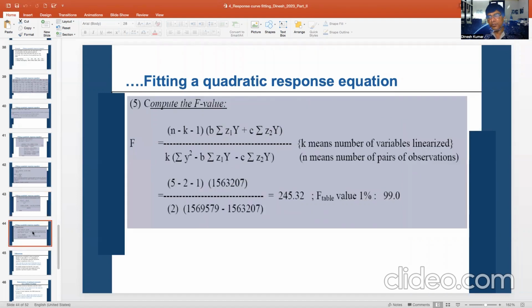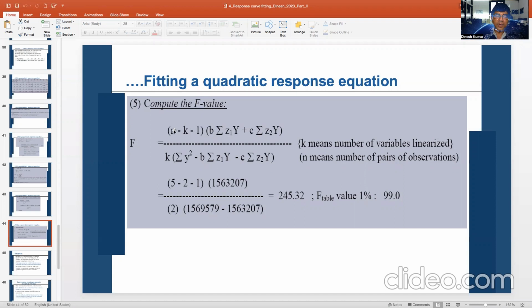But for the time being, now you test whether it is a quadratic equation or not, like you tested a linear equation. So here also you need to put the F test. In the case of linear response, the test was very simple. But here, the formula is quite complicated. You just see how complicated this formula is. Anyway, F is equal to N minus K minus 1, times B summation Z1Y plus C summation Z2Y as the numerator. And in the denominator, you see K, small k, times summation Y square minus B summation Z1Y minus C summation Z2Y. So this is the formula to compute the F test or Fisher test.